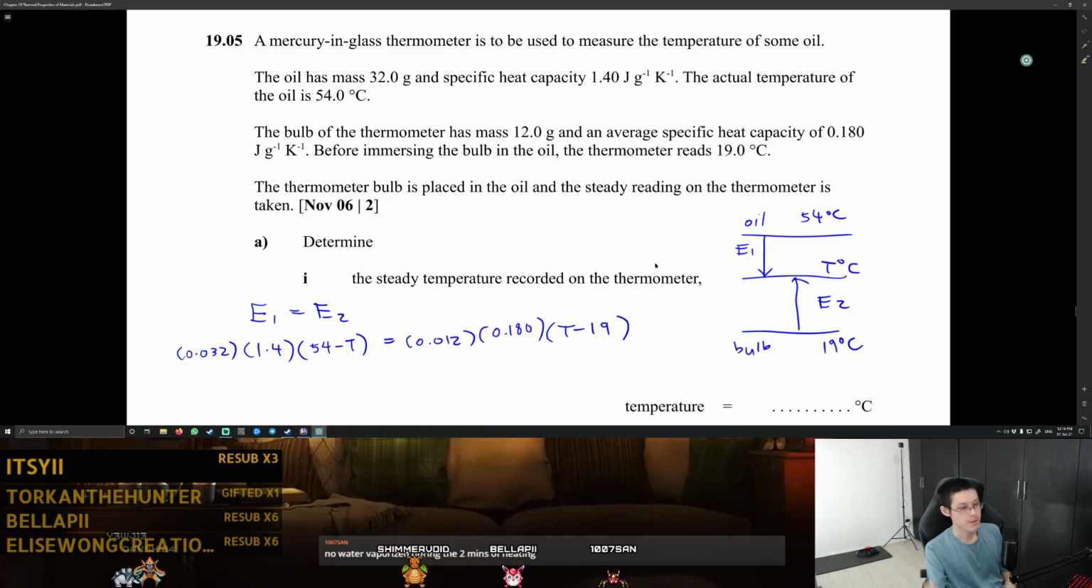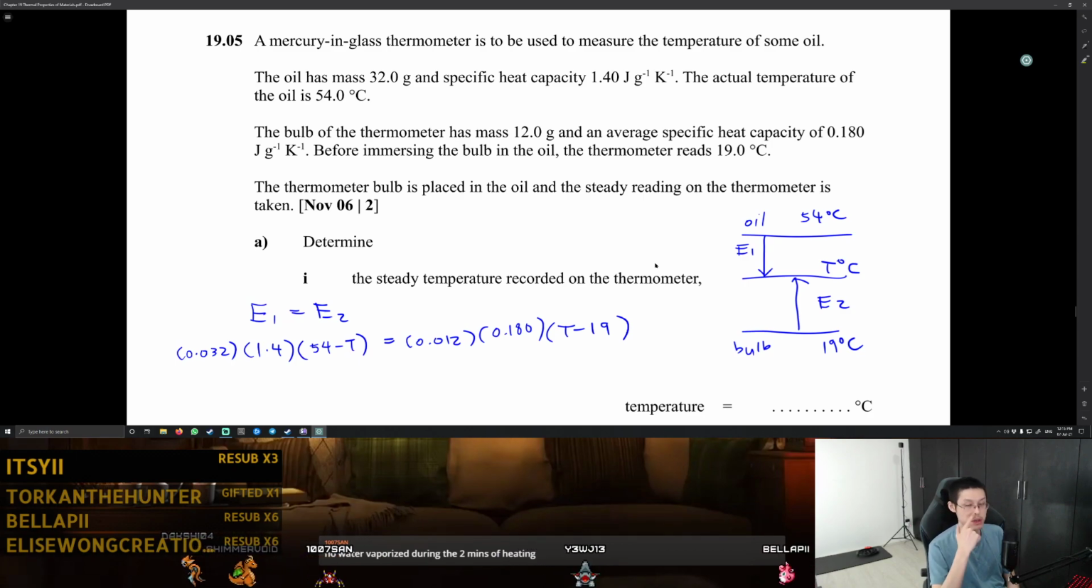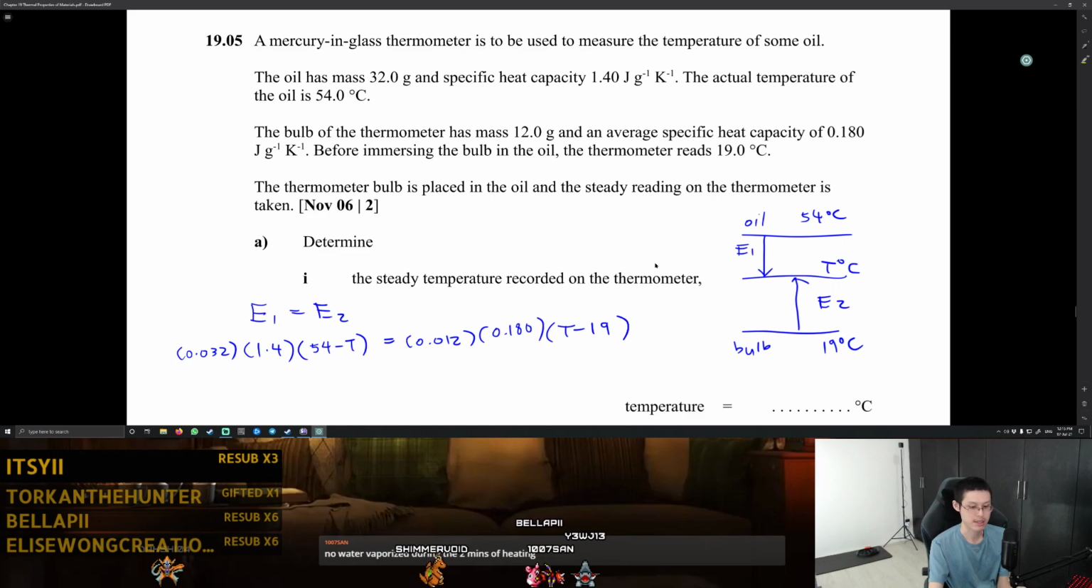So another reason why we use mercury in a thermometer is because mercury has a very small specific heat capacity, which means you only need to introduce a tiny amount of heat for the temperature to rise, which means you don't have to absorb a lot of heat to achieve thermal equilibrium, which means your reading would be closer to the actual reading. So a good thermometer has a very small heat capacity, right? An ideal thermometer would have almost zero heat capacity. Okay, so let's work this out.